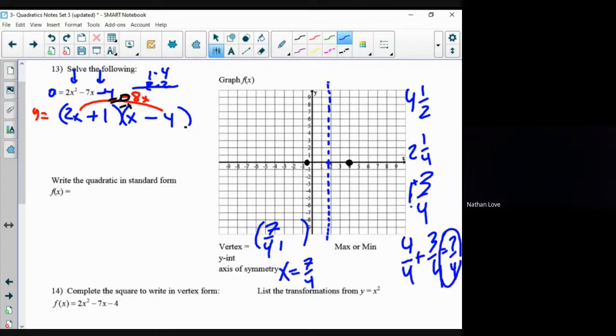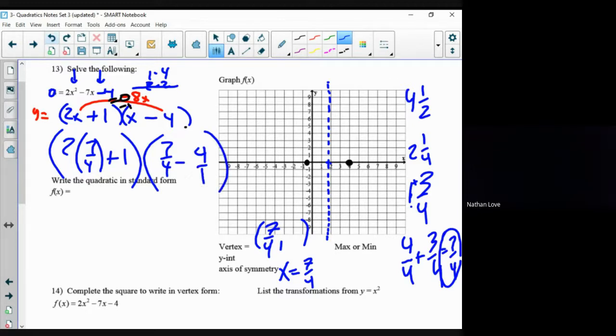In this case, we're gonna go 2 times 7/4, 7/4 plus 1. It's in the little parentheses. And then I got 7/4 minus 4/1. I'll go ahead and set that one up. So I'm going to work with this one first. I'm going to manipulate this one first, and then I'll work with this one.